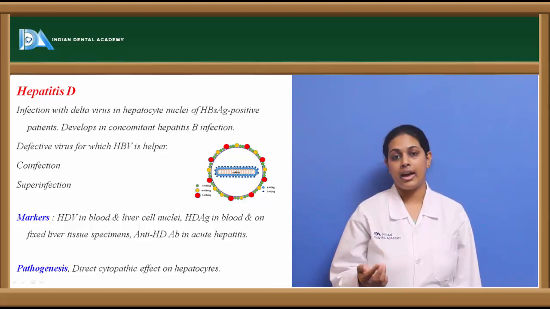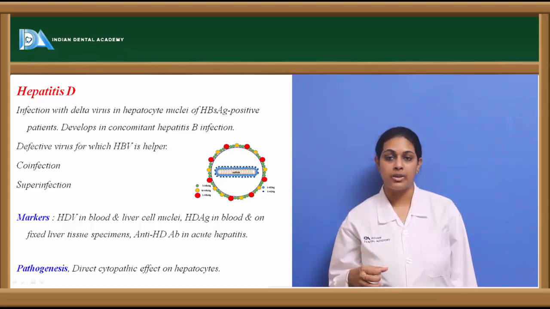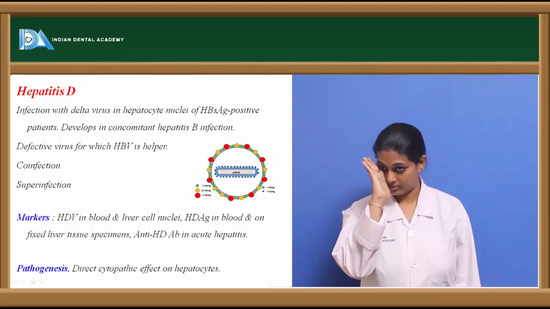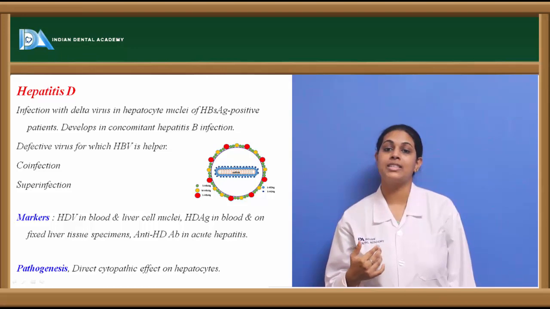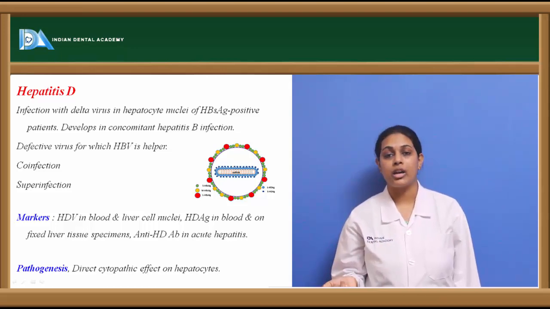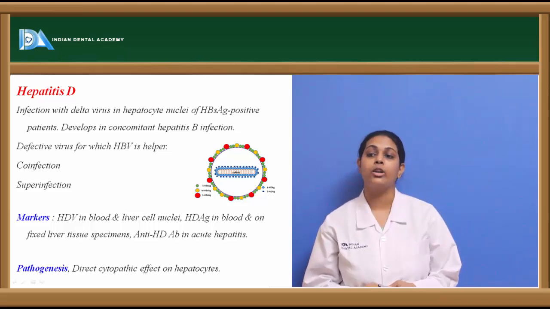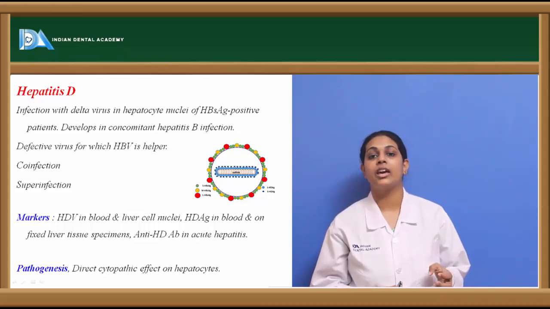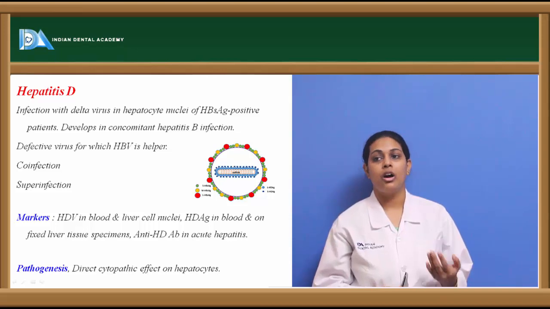This antigen for hepatitis D can also be found in the blood as well as in fixed liver tissue specimens. And the antibodies for this hepatitis D can also be seen in an acute condition of hepatitis. Usually the pathogenesis has a direct cytopathic effect on the hepatocytes. This hepatitis D directly affects the hepatocyte cells and results in the infection with hepatitis D or delta virus.